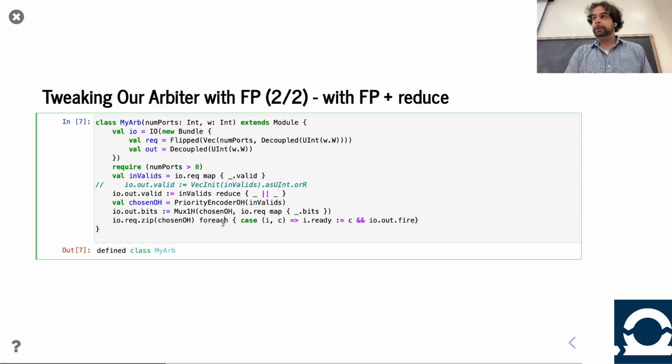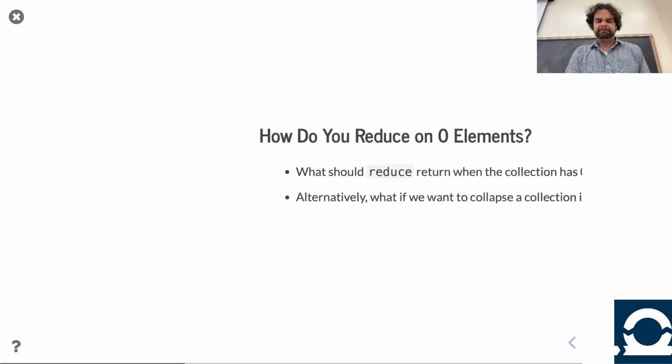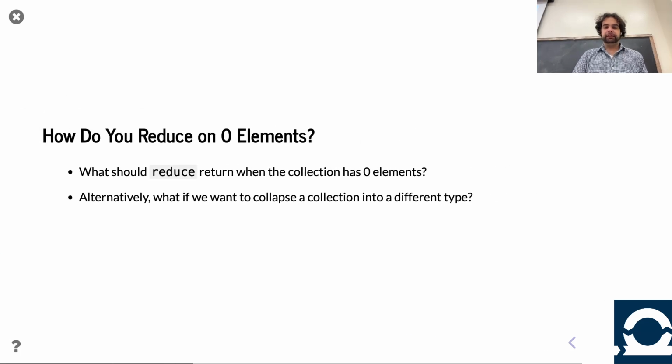So reduce is really helpful. But of course, there's got to be a gotcha somewhere. The question is, what happens when you give reduce zero elements, or even just one element? Or what happens if I want to collapse a collection that's one type, and the output is going to be a different type? So somehow I'm changing things.